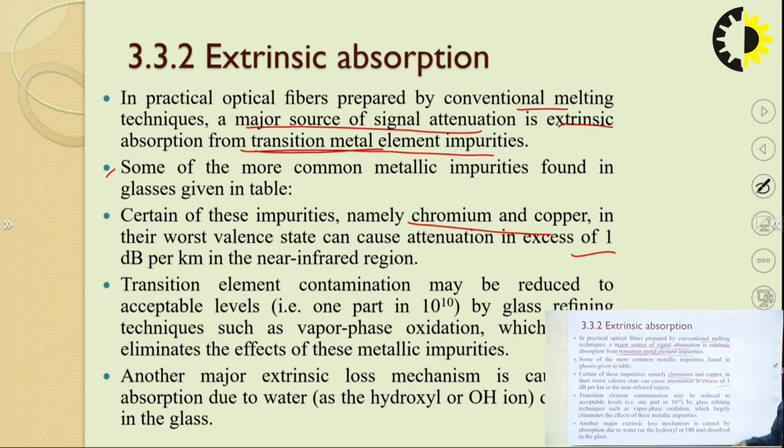But this transition element contamination can be reduced to a very low level, that is 1 part in 10 to the 10, by glass refining techniques, or by improving the fabrication techniques. The latest fabrication technique, vapor phase oxidation, which is largely used, eliminates the effect of these metallic impurities. Clear?